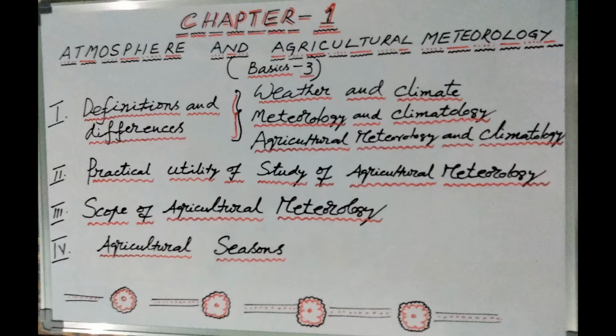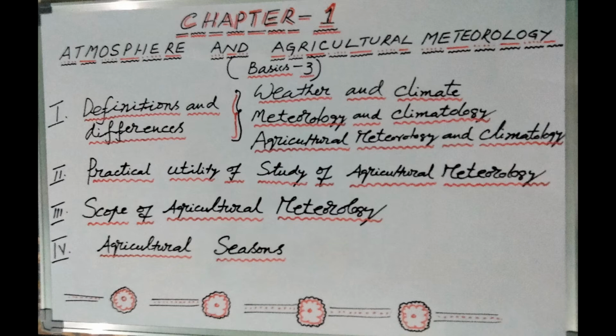Now, let us go to a very simple and interesting small topic of agricultural seasons. Usually, the earth makes one rotation around itself in one day, and it also makes one rotation around the sun in 365 days. In this process, seasons are formed. Usually spring season spreads from March to May. March, April, May is spring. Summer, June, July, August. Autumn, September, October and November. Winter, December, January and February. Okay, so these are the seasons.